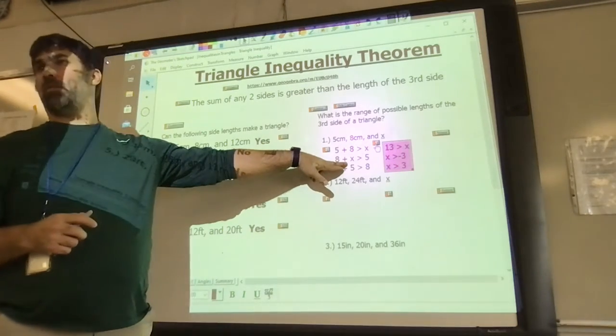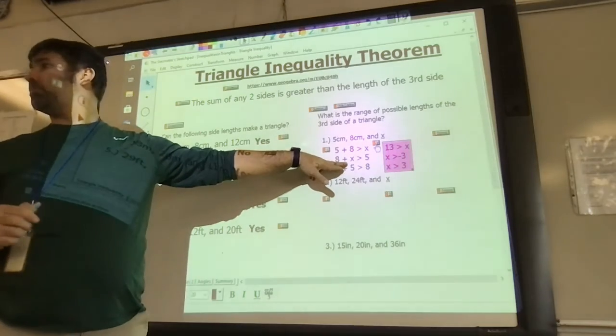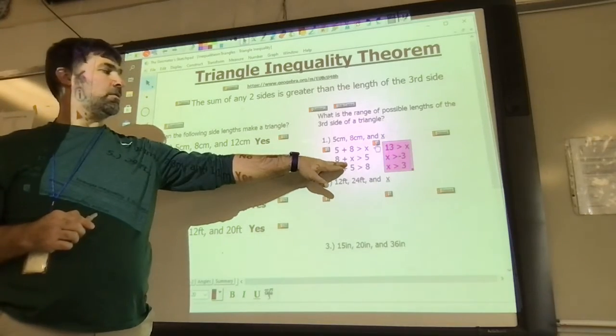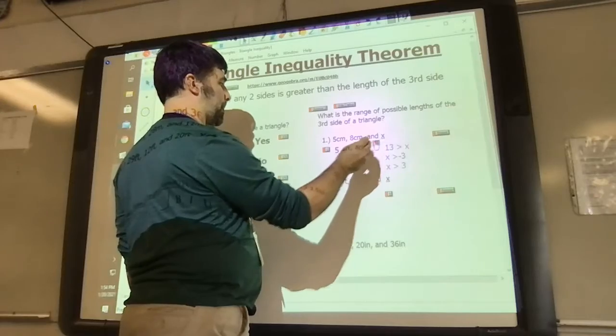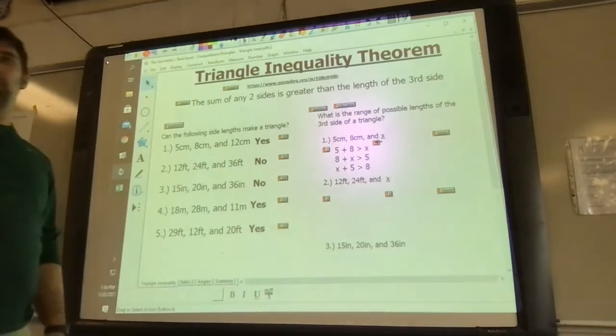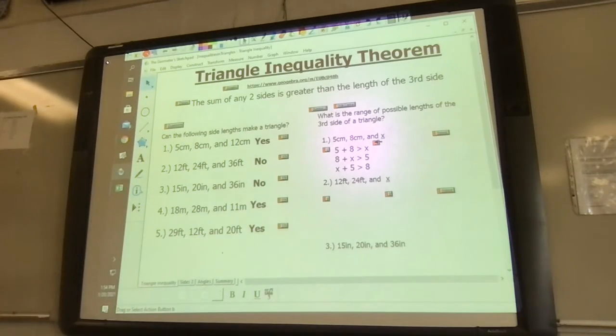How would you get X by itself here? Yeah, what's 5 minus 8? And you can't have a negative length because we're trying to find length, right? So you kind of disregard that.